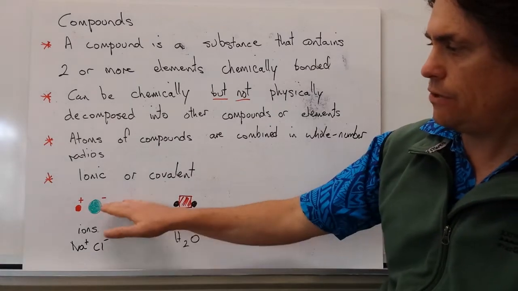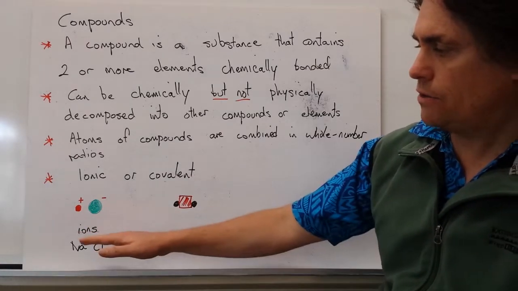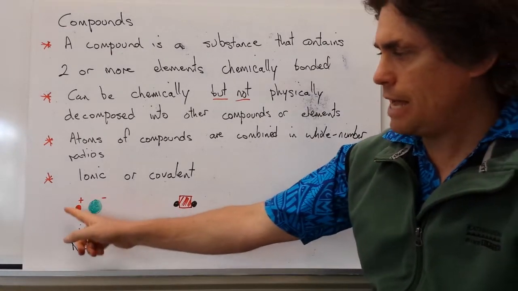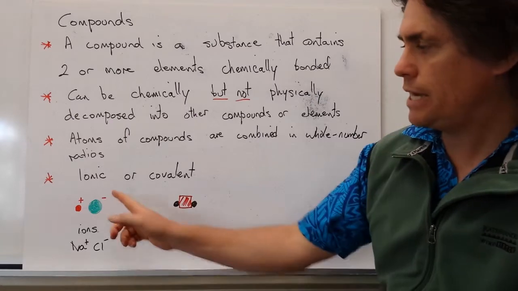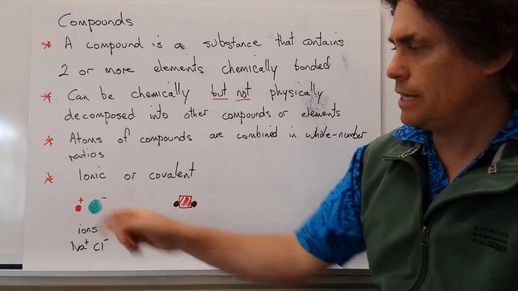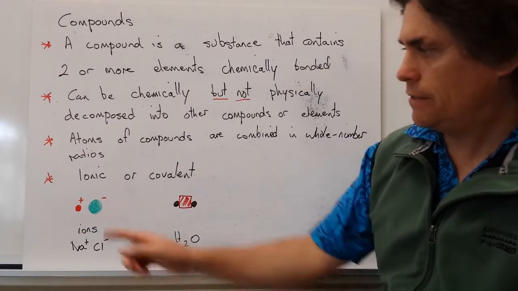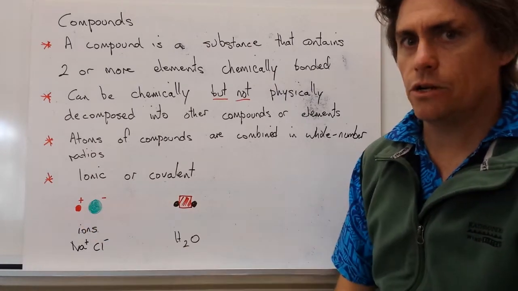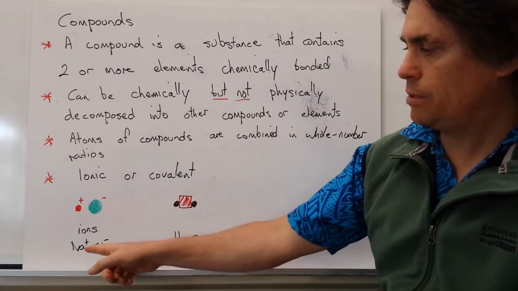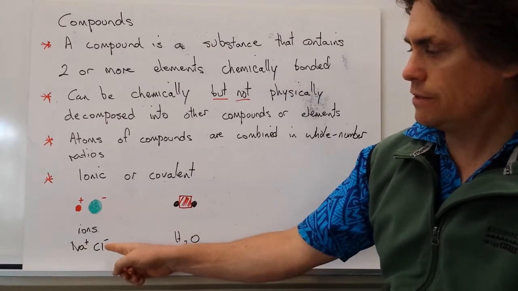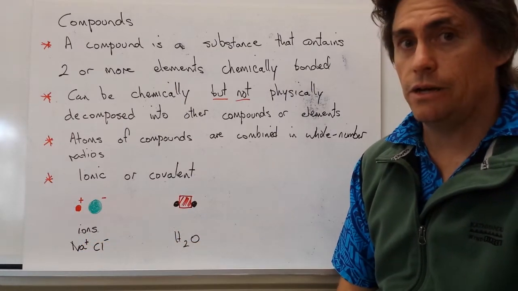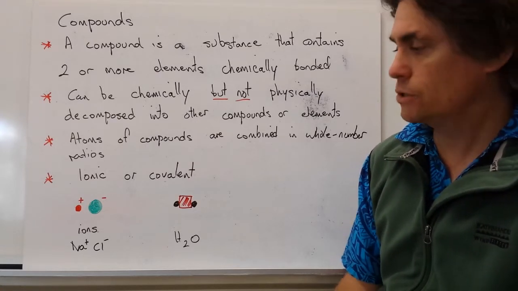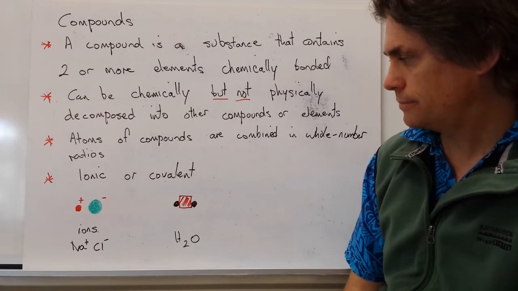So if we take our ionic first, our ionic compounds are made of ions, which will be an atom that either has a positive or a negative charge, and the positive and negative attract each other. And this forms what's called an ionic bond, which means that it's an ionic compound. An example of this is a sodium ion that's attracted to a chlorine ion that forms sodium chloride, which we know as salt that's used in table salt.